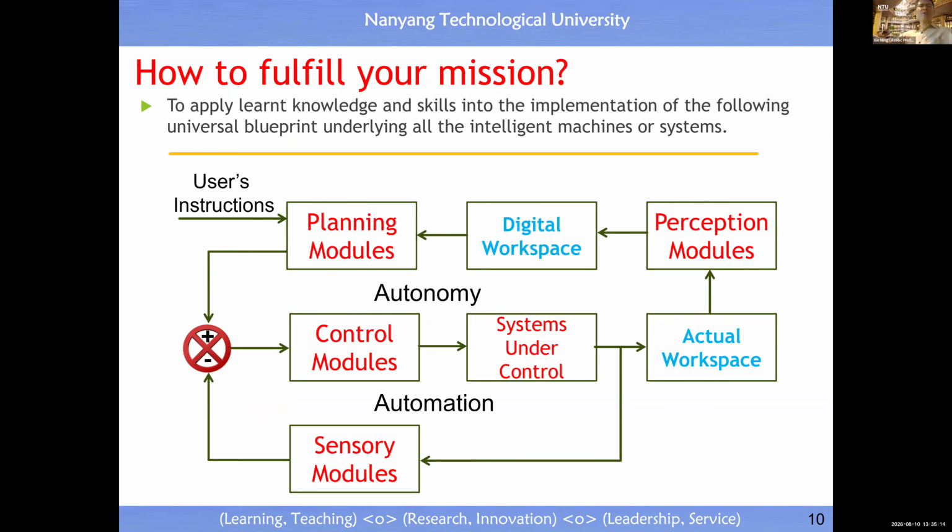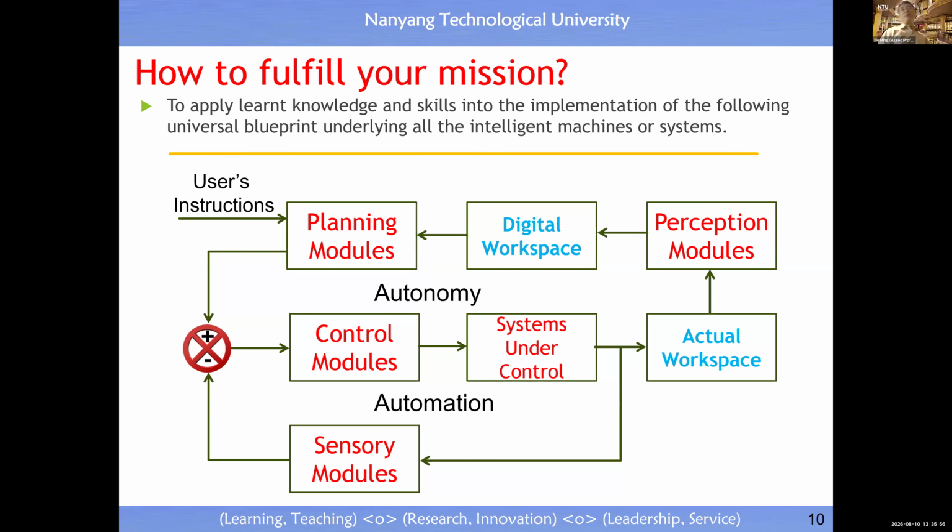And then how to fulfill your mission? This slide is extremely important. It gives you the guideline to achieve your mission. Most importantly, this slide helps you to prioritize the study of courses. From this slide, immediately you understand the number one course for you to take should be control theory, right? The number two should be sensors. Number three should be microcontrollers. Then number four is AI. Perception and planning belong to AI. Then number five should be robotics, all right?